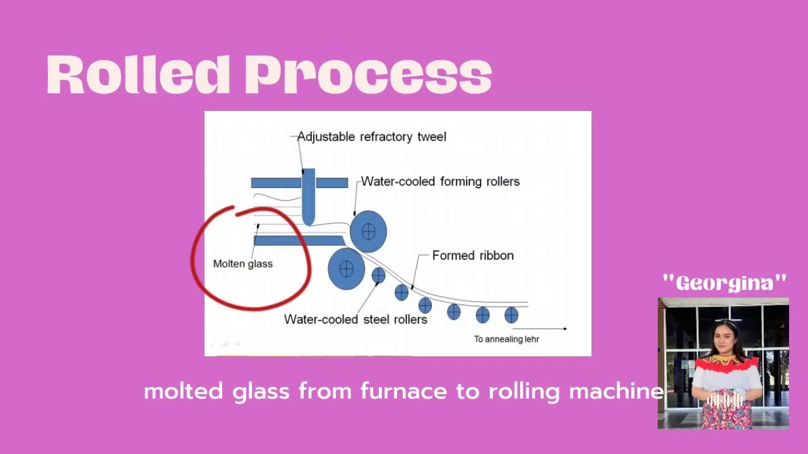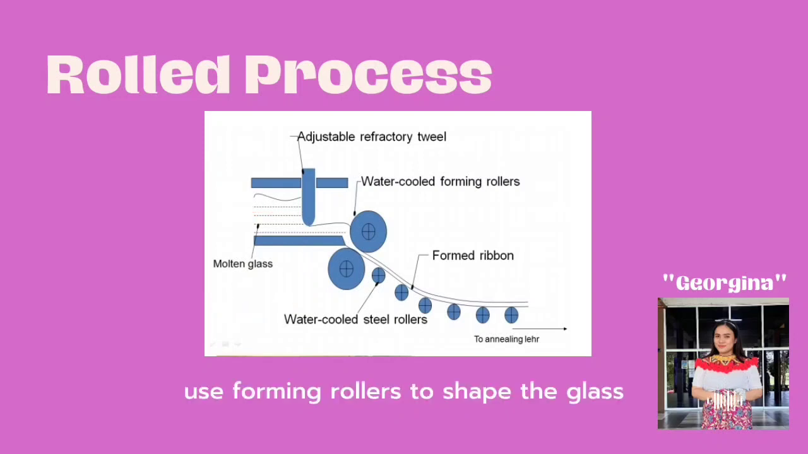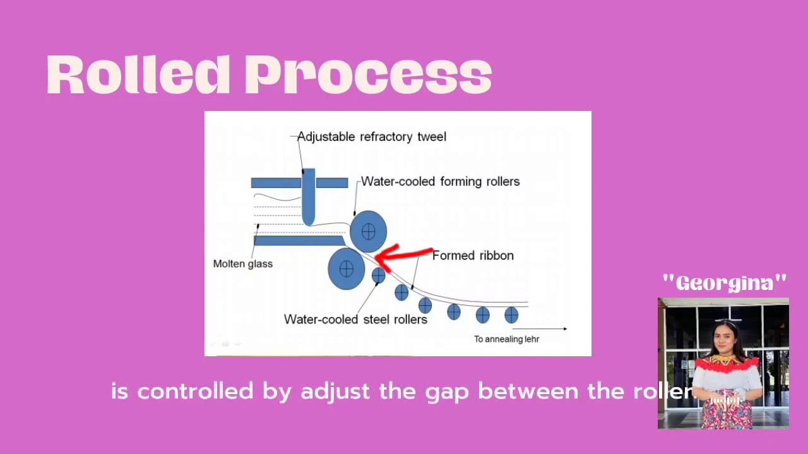So the second process is the roll process. Molten glass flows from the furnace to the rolling machine through a canal with temperature carefully controlled. The rolling machine uses forming rollers to shape the glass. The forming rollers consist of a bottom roller which is engraved with a pattern, and a top roller which is smooth. The final thickness of the glass is controlled by adjusting the gap between the rollers.